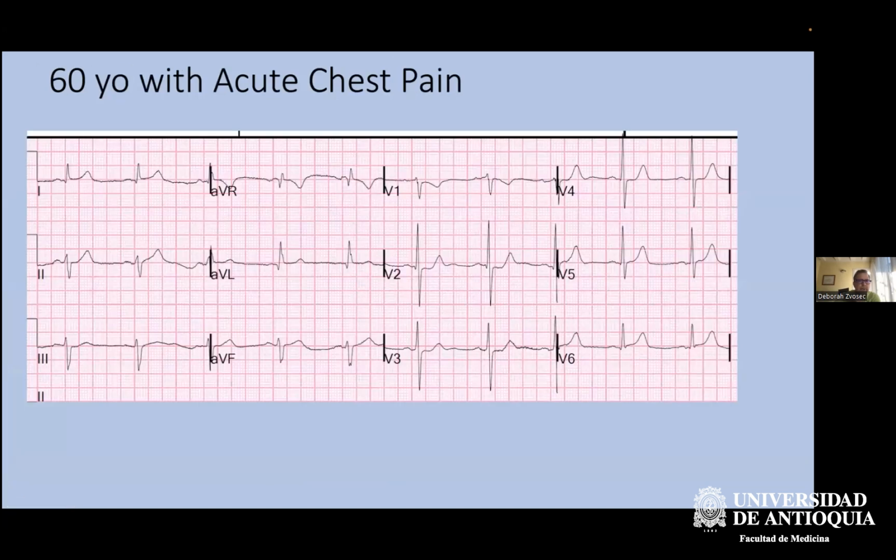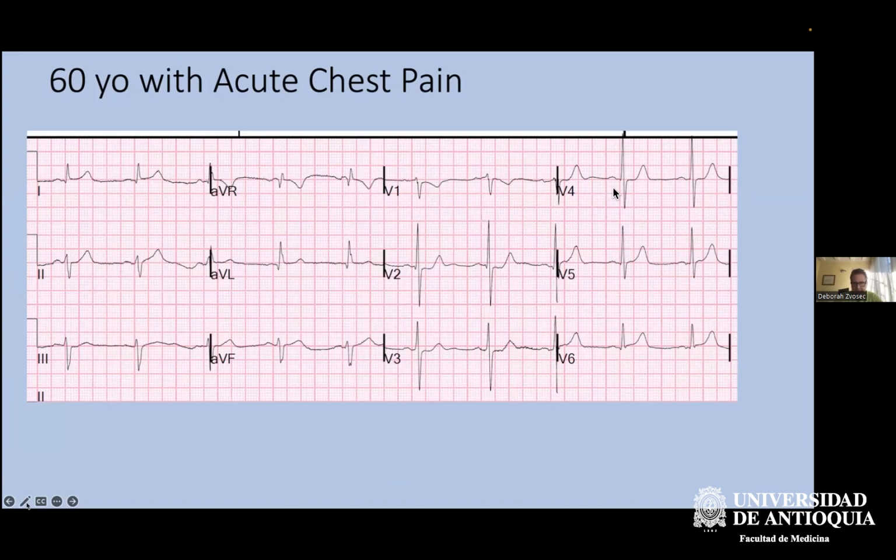Here's a 60-year-old with acute chest pain. I saw this patient in the ED, and there's ST depression in V2 and V3. Any ST depression of any amount, we published a paper in the Journal of the American Heart Association showing 97% specificity for OMI in a patient with acute chest pain who has any ST depression that's maximal in V1 to V4 versus V5, V6.